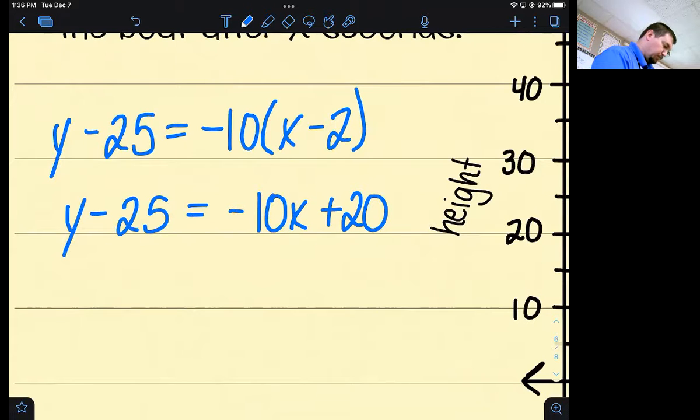Negative 25 over to 20, then you get negative 5. But how do you move the negative 25 over? What do you have to do to both sides? You have to add. So what do you get when you add it? 45.